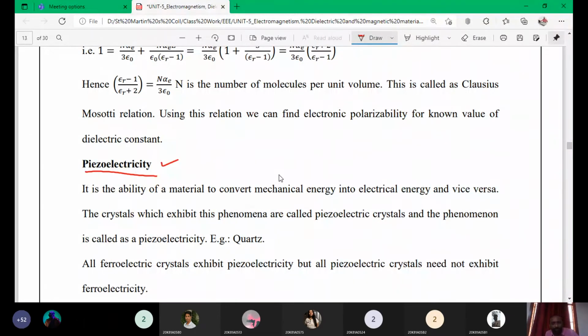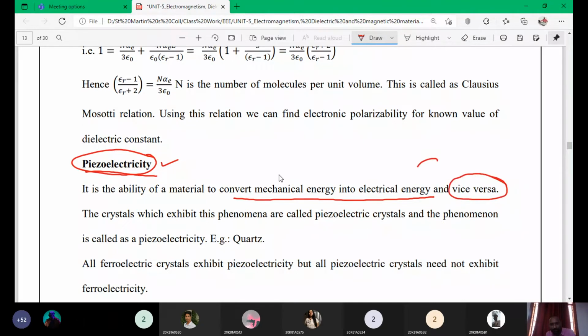Suppose you have a dielectric material. If you apply some electric field or some voltage, that material will convert the mechanical energy into electrical energy. So what does piezoelectric mean? Some dielectric materials convert the mechanical energy into electrical energy, or vice versa.